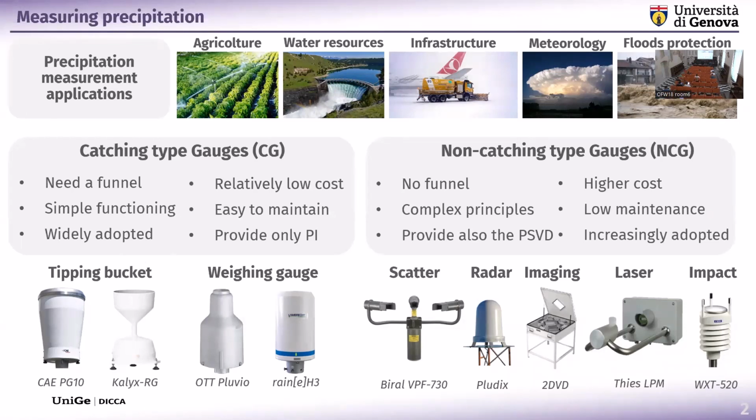Instead, the other kind of gauges are the non-catching type ones. Those are a new kind of gauges that is rapidly gaining momentum, and those do not have a funnel. Instead, they measure each drop, often contactlessly, and they have a much higher cost since they use a very complex measuring principle like a laser beam, radar, or imaging system. However, they require very little maintenance, and they also provide the particle size velocity distribution during a precipitation event. This made them quite useful for research applications, and they are being adopted by national weather services. Below, I left you some examples of these kinds of gauges.